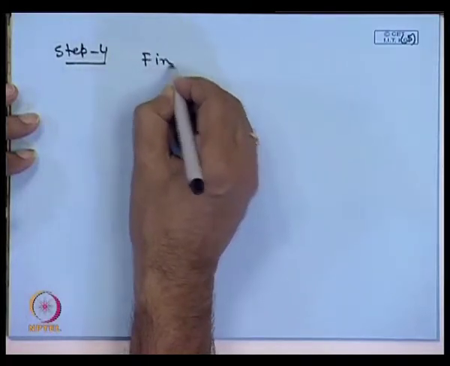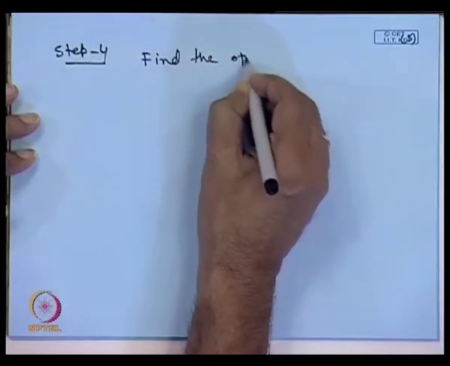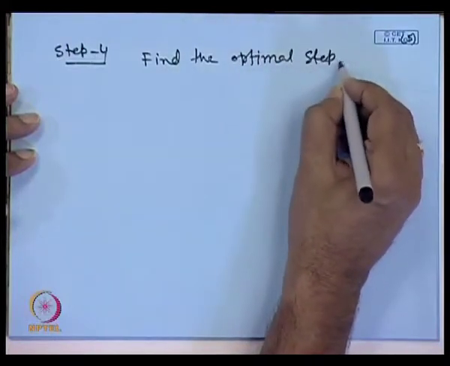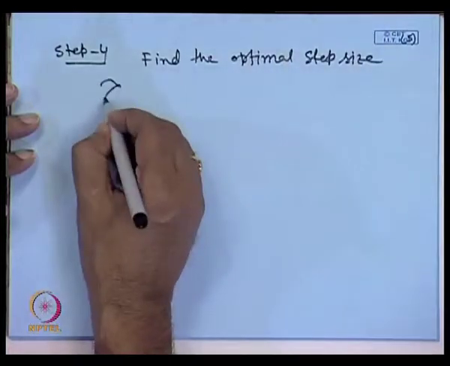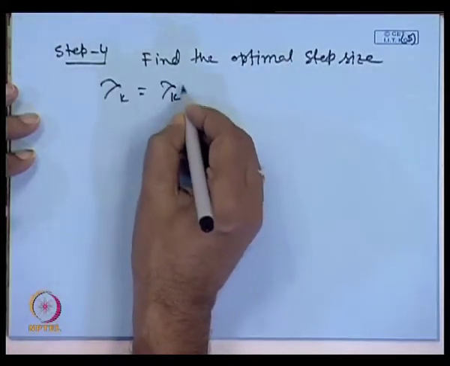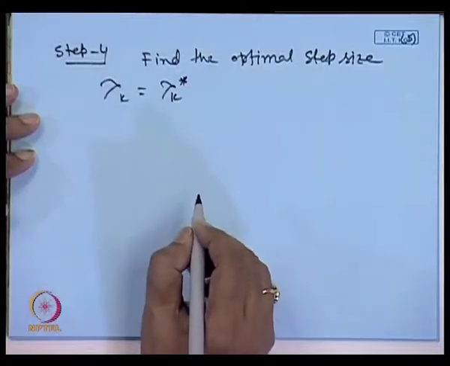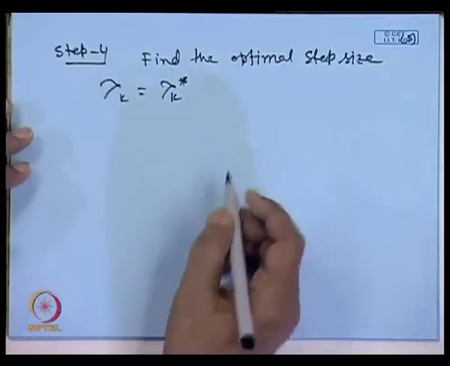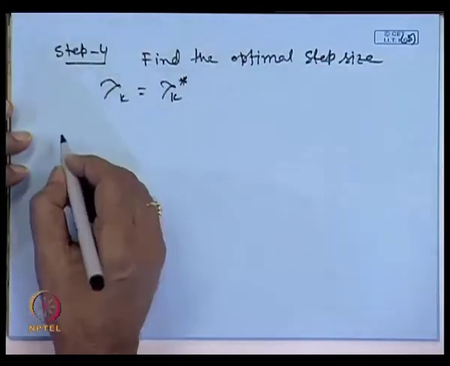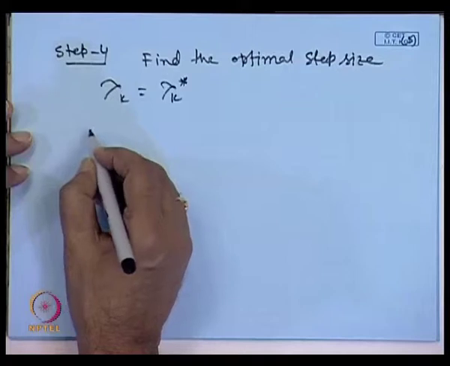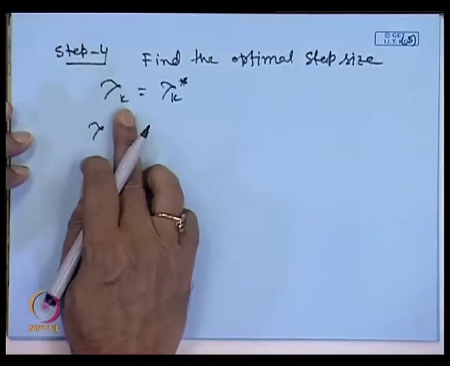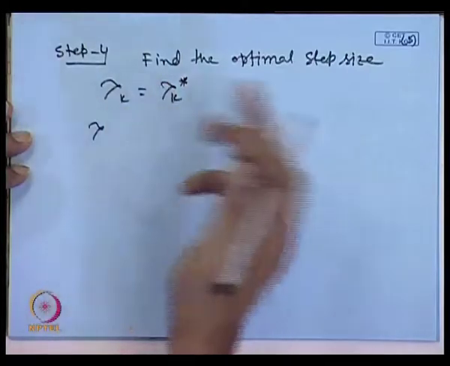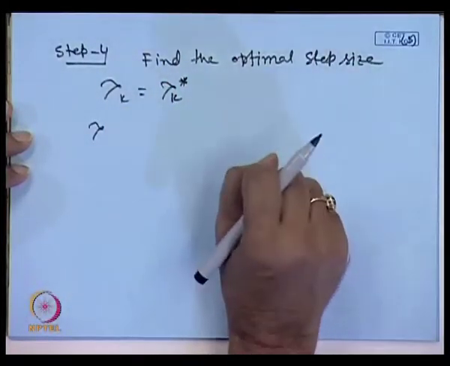optimal step size, lambda k is equal to lambda k star, and that we already know, if you recollect this one, how to find out. So, that means lambda is equal to lambda k. How have you done it? You know the descent direction by this time.